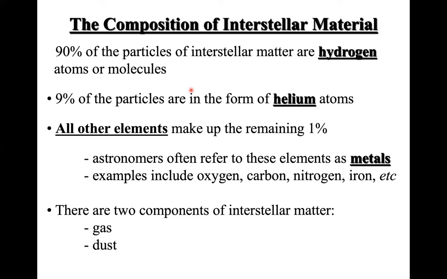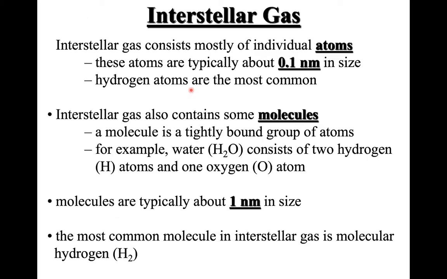That is the composition, but if you consider the components that the interstellar matter is made of, there are basically two components. Number one is gas and number two is dust, right? Those are the two main components that we have to talk about when we are talking about interstellar matter. Now for the gas, interstellar gas consists mostly of individual atoms, and the size of these atoms is typically 0.1 nanometer. Hydrogen atoms are the most common, by the way.